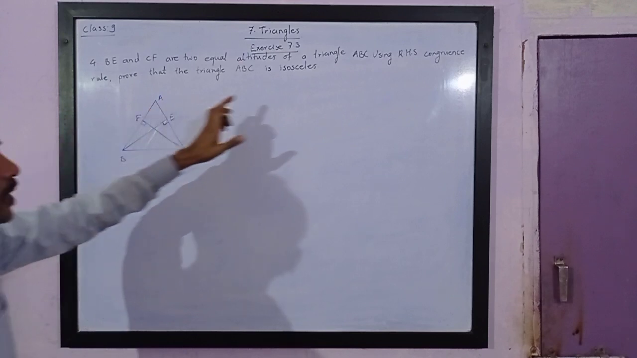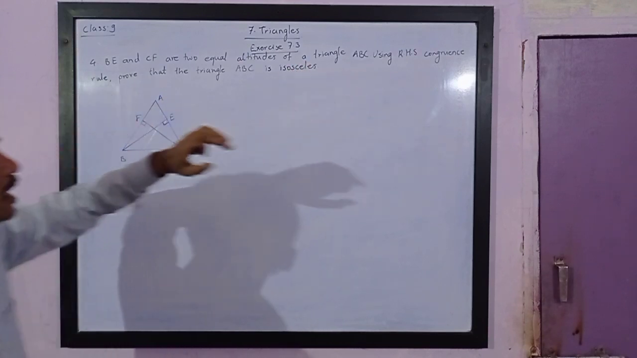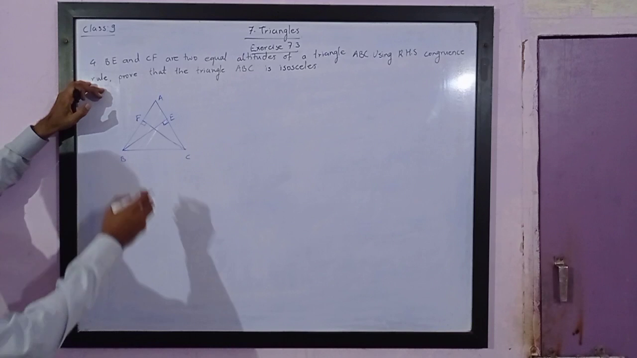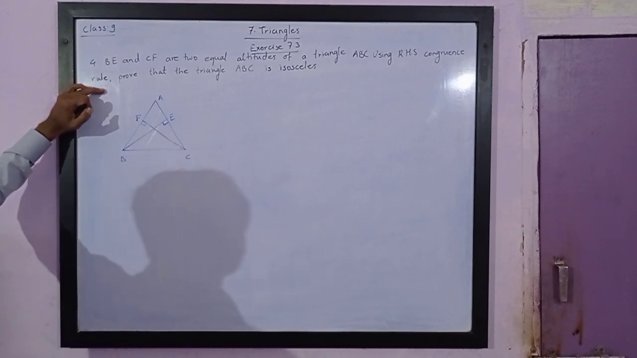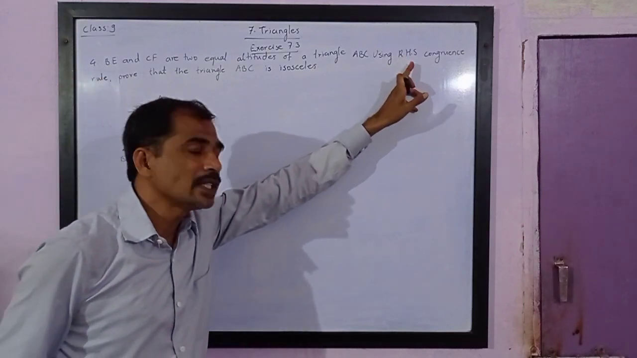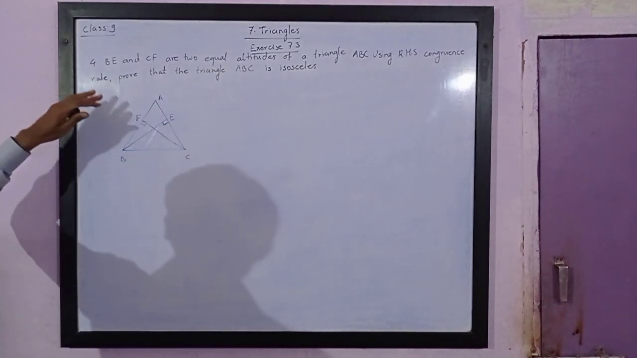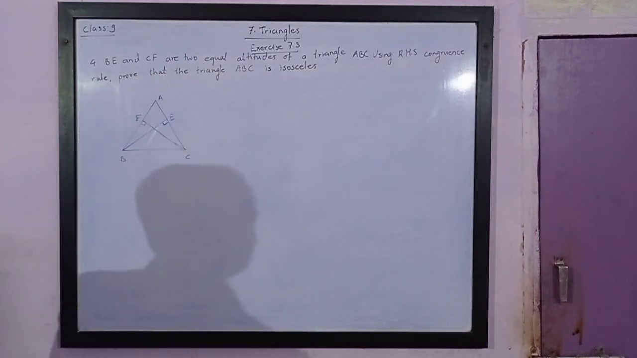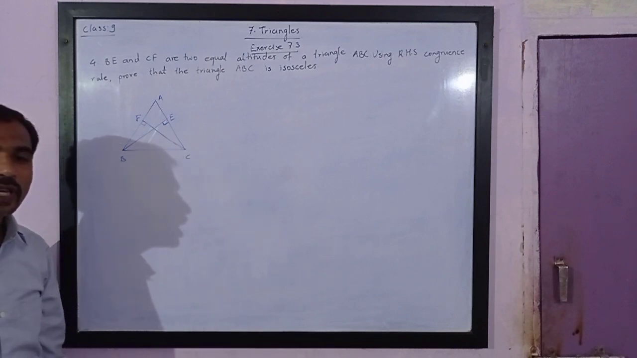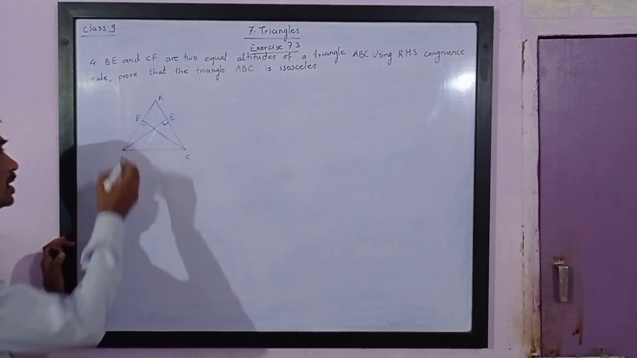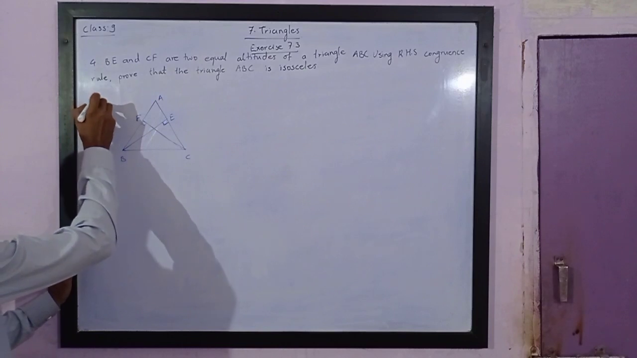This is also given of triangle ABC. Using the RHS congruence rule, that is the right angle hypotenuse side congruence rule, we are to prove that triangle ABC is an isosceles triangle. Now for this, let us write the given.